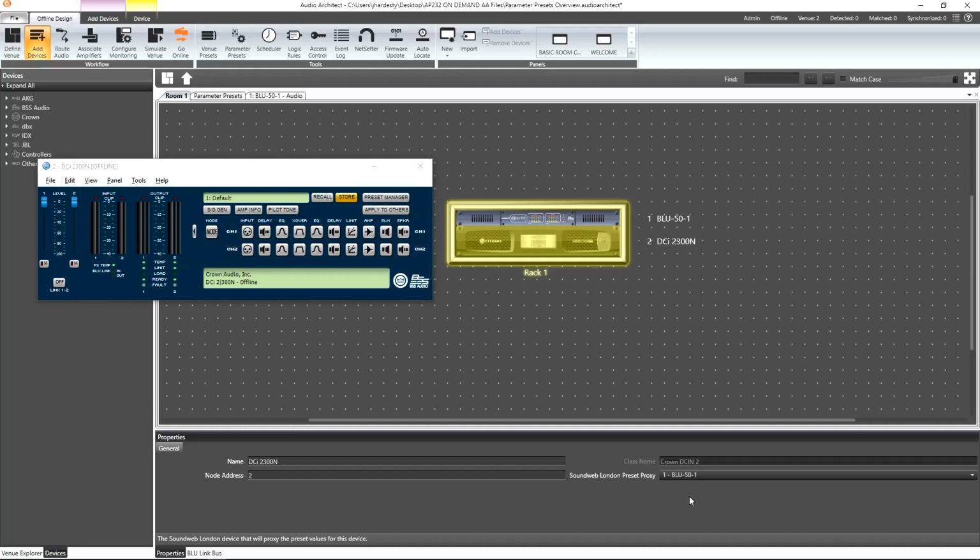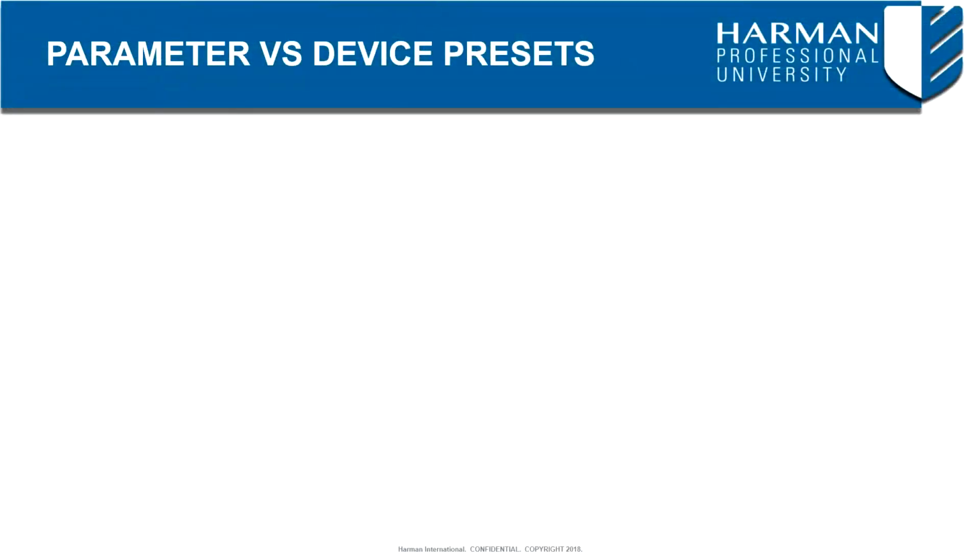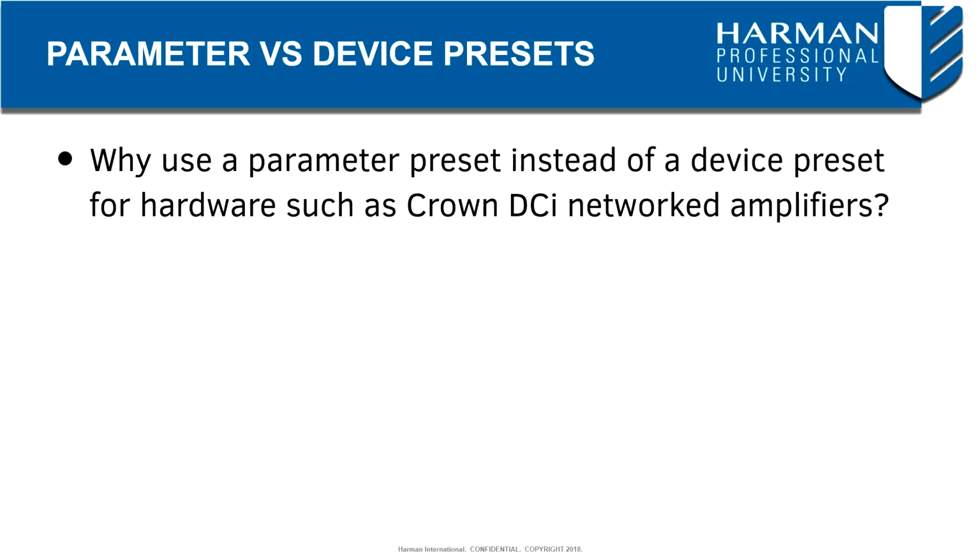We have to specify a SoundWeb London device as the proxy due to the fact that networked amplifiers cannot host parameter presets. You may be thinking, did you forget about amplifier device presets? Why go to all this trouble if we can just recall a device preset in the amplifier? It really comes down to the application and how you intend to control said parameters.